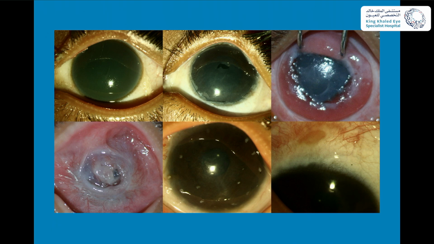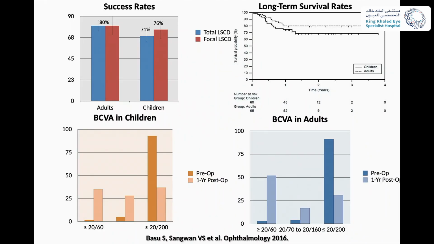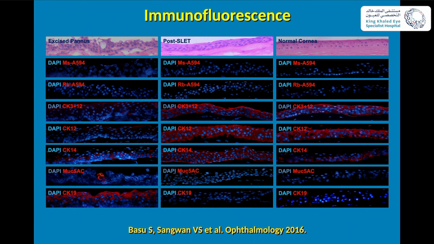This is a pediatric chemical burn, a 2-year-old child who had an acute chemical burn due to bathroom cleaner, and underwent a SLET in the acute stage with excellent outcome. So in patients with pediatric LSCD, we are doing SLET in the acute stage. And this is the paper in Ophthalmology we published in 2016, wherein we showed that the success rate of SLET in adults and pediatric eyes are similar and very much better than what we were getting with CLET.